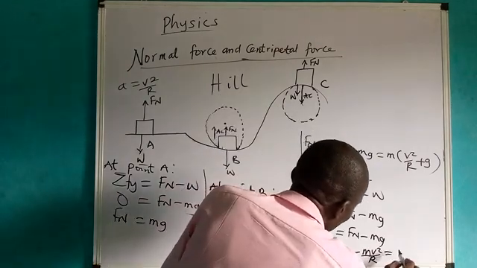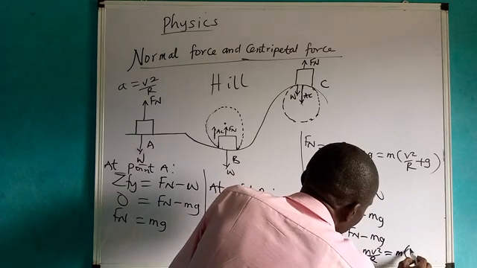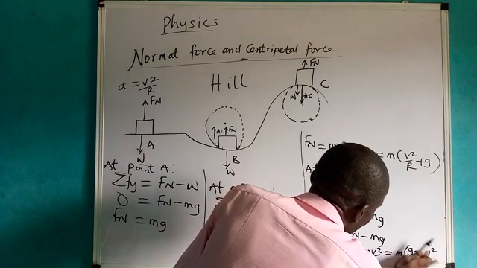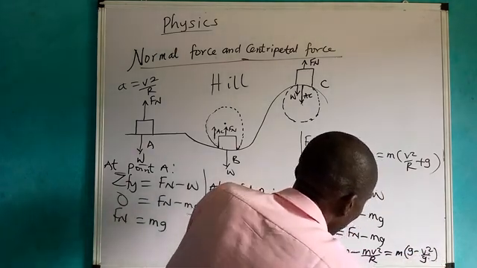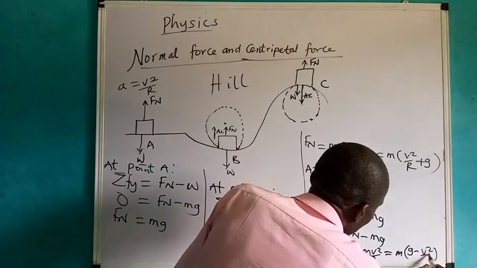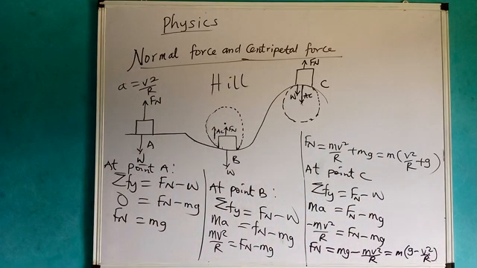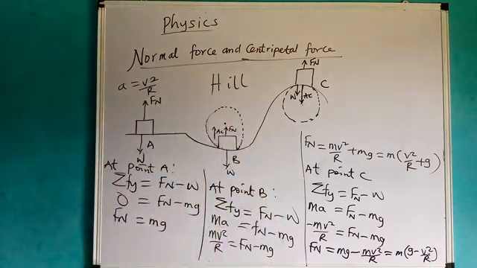Now, this one can as well be given as this. Factor out m, because m is common, and we have g minus v squared over r, so it becomes m times g minus v squared over r. We factor out m, that is what we have there. Meaning that Fn becomes this or this, meaning both of them are correct. You can see there, in the case of a hill, the normal force provides the centripetal force.